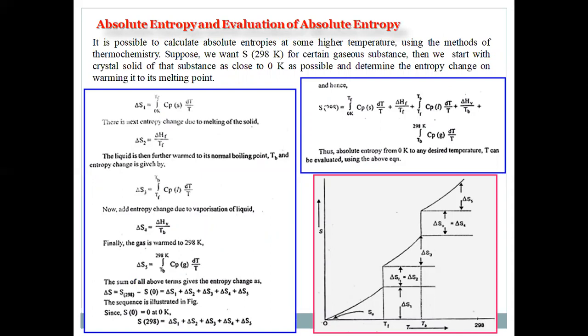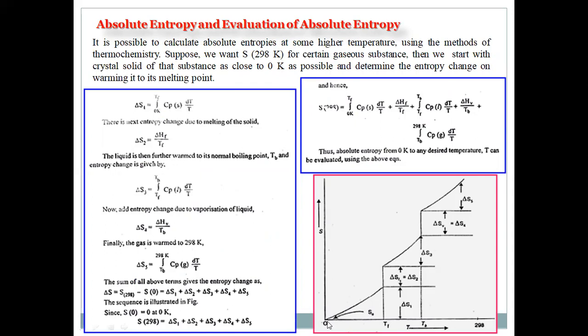Let us see how we can relate this to absolute entropy. It is possible to calculate absolute entropy at different or higher temperatures using the method of thermochemistry. Suppose we want to determine the entropy at 298 Kelvin for a certain gaseous substance. Then we can start with the crystal solid of that substance as close to 0 Kelvin as possible and determine the entropy change on warming to its melting point.